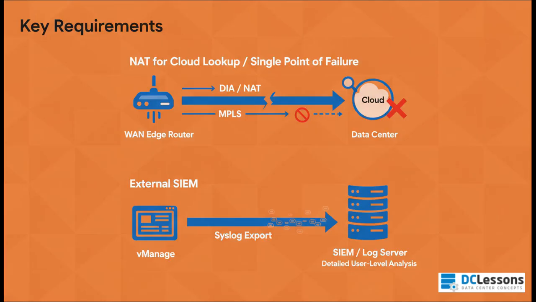And then, on the requirements side, these 3 are absolutely vital. That cloud lookup feature needs internet connectivity through a NATed interface on the router. And crucially, if that direct internet access, or DIA, circuit goes down, there is no fallback. It can't use an MPLS circuit for those lookups. It's a hard dependency. Finally, if you need detailed user-level logging for compliance or something, you'll have to export that data to an external SIEM server.